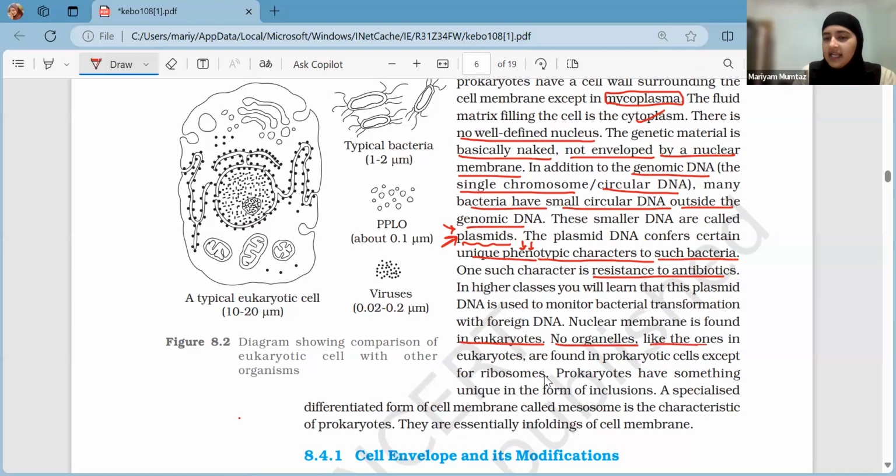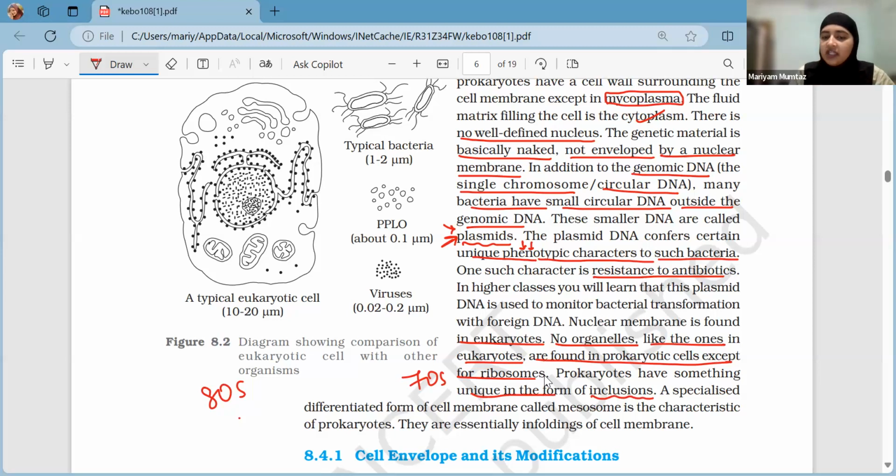No organelles like the ones in eukaryotes are found in prokaryotes except for ribosome. Ribosome is common in both. The type of ribosome is different. For example, for prokaryotes, it is 70S. For eukaryotes, it is 80S. Prokaryotes have something unique in the form of inclusion. Inclusion bodies are present in them.